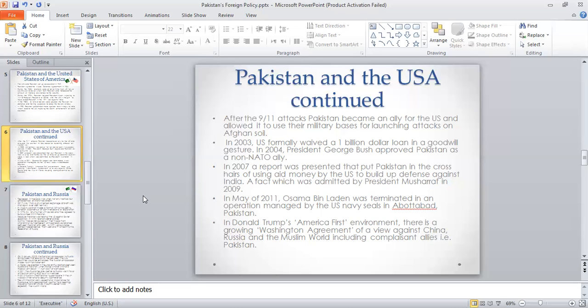In Donald Trump's America First environment, there is a growing Washington agreement of a view against China, Russia, and the Muslim world, including complacent allies that is Pakistan. The US has been unwilling to address Pakistan's collaboration on Afghanistan and continues to take disciplinary actions against it. If the US vacates Afghanistan without a political agreement, it may feel obligated to take further steps against Pakistan.